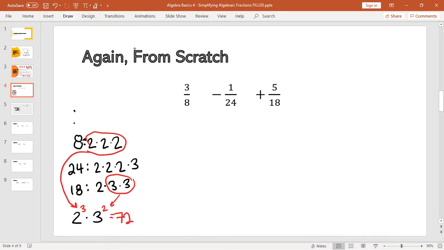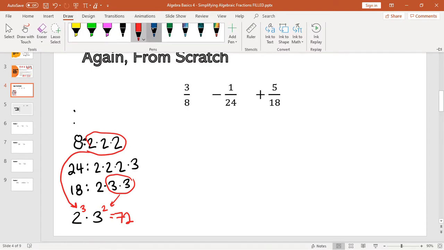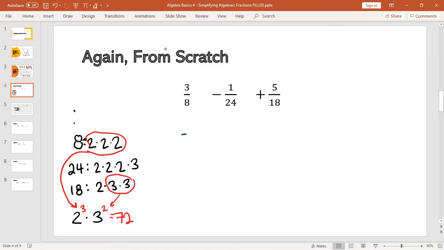So my next step over here, going back to, let's go blue. I'm going to make it something over 72 minus something over 72 plus something over 72.